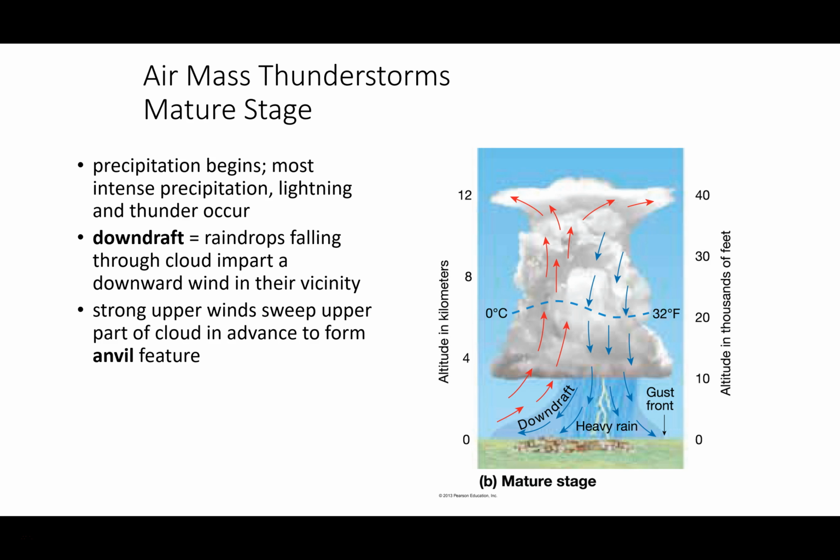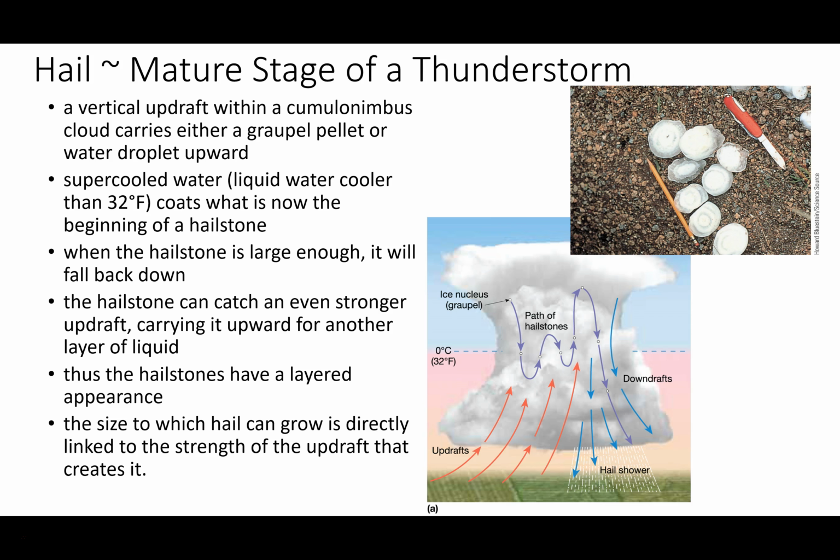And this is a mature stage. A mature stage, that's when, if it's a thunderstorm cell, which is what we're talking about, you're going to get your heavy precipitation, lightning, and possibly hail, and possibly tornadoes. The thing that's different about the mature stage is it has an updraft and a downdraft. Where it's raining is associated with the downdraft. And in the mature stage, we're going to want to know a little bit about hail.